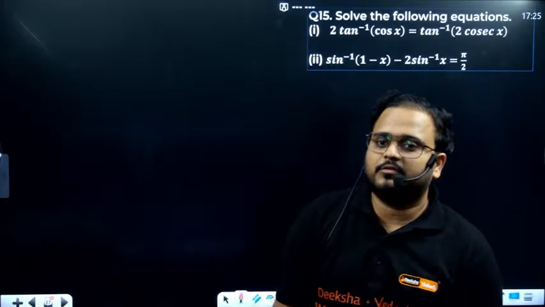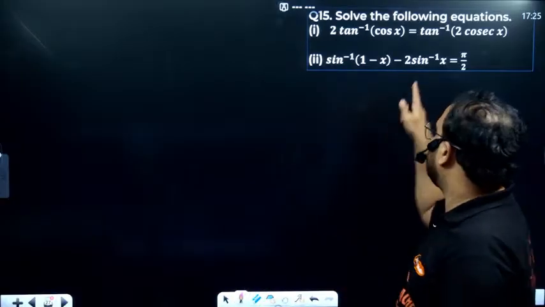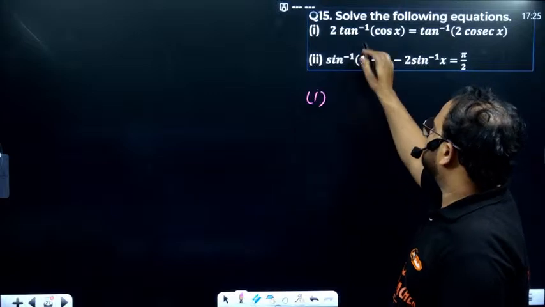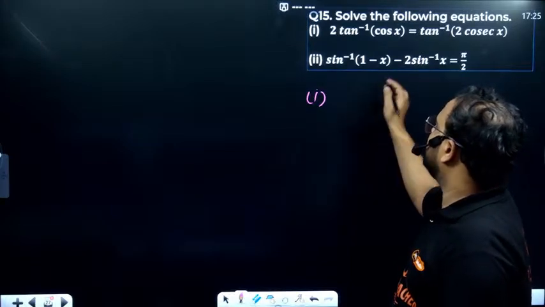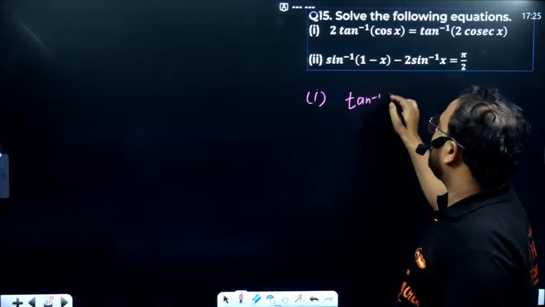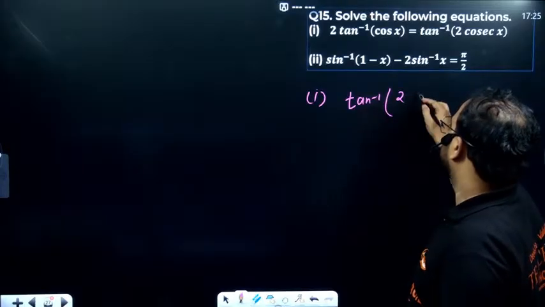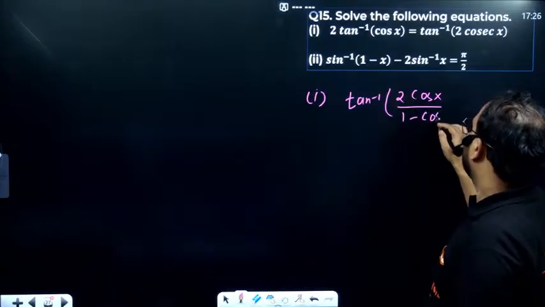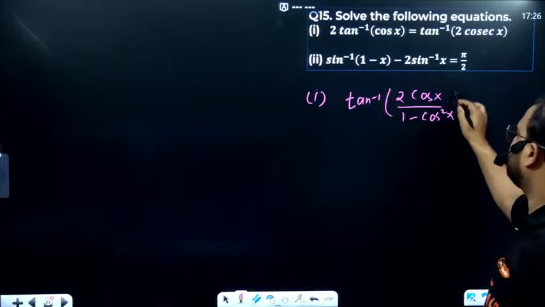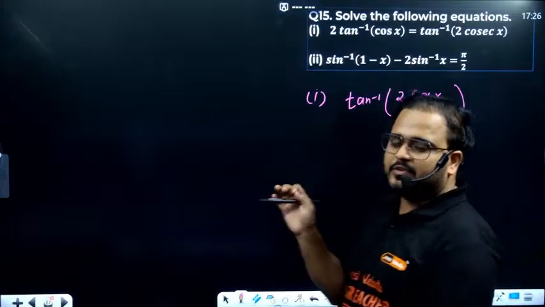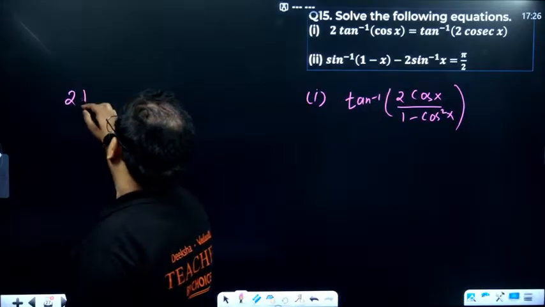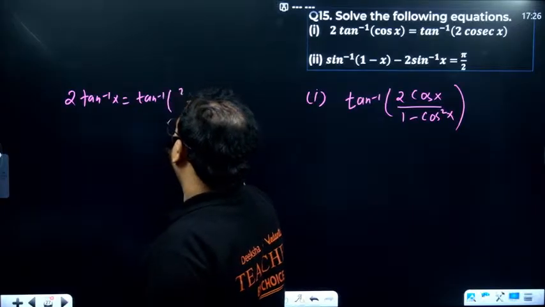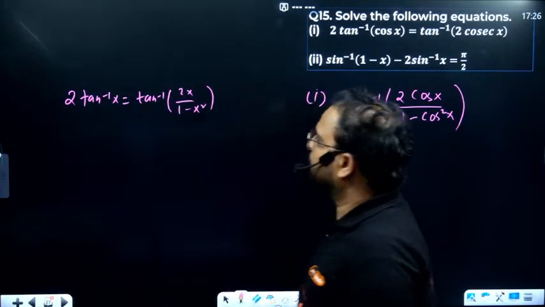15th one. Solve the following equation: 2 tan inverse of cos x equals tan inverse of 2 cosec x. How do you solve it? First one, simple question. This is the formula for this. 2 tan inverse of x is tan inverse of 2x upon 1 minus x square. In this case, tan inverse of 2 cos x upon 1 minus cos square x.